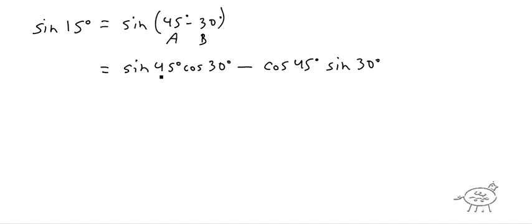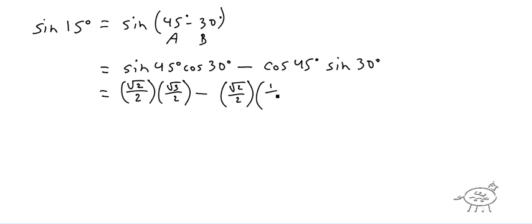Okay, remember the sine goes first. So sine of 45, sine of 45. Okay, and then we just need to simplify it. So we have square root of 2 over 2. Cosine of 30 is square root of 3 over 2. Cosine of 45, root of 2 over 2.